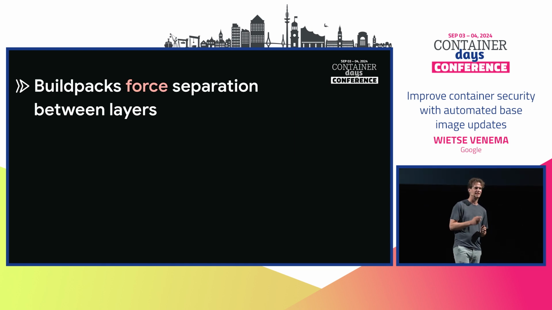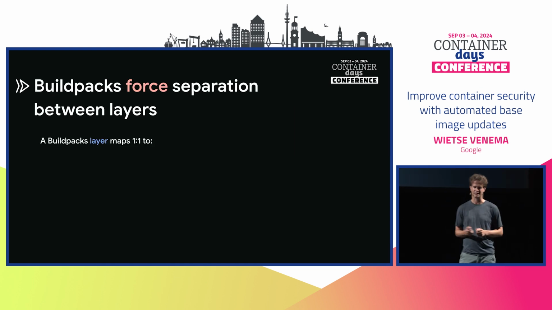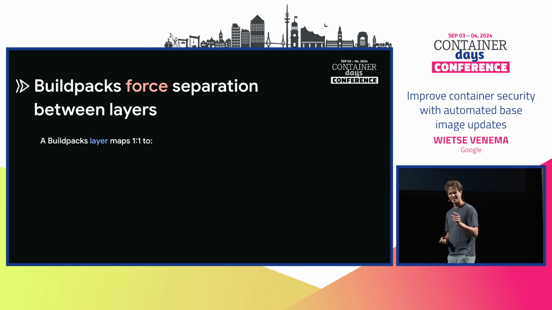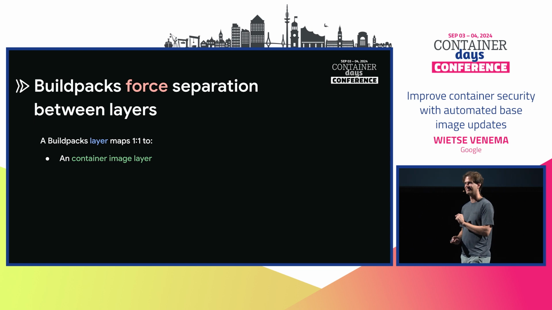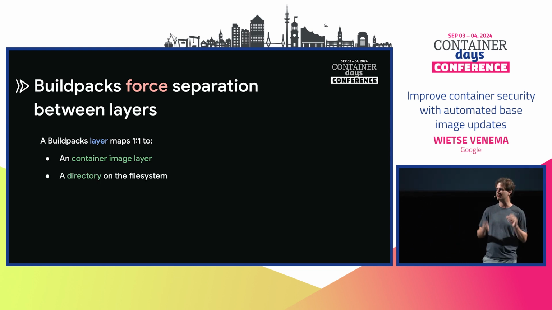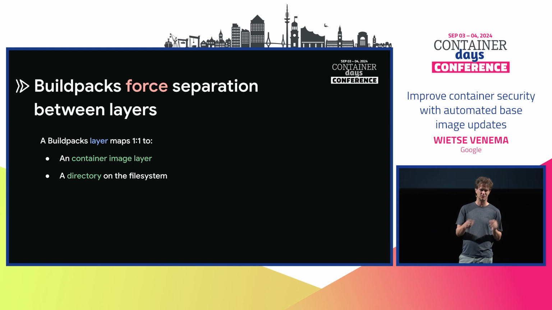Buildpacks, however, force separation between layers. Because a buildpacks layer, same name, they might have been better off picking a different name, but hey, a buildpacks layer maps one-to-one to a container image layer. No surprise there. And a directory on the file system. So all you can write to, if you're building your app, is the workspace directory. If you're adding a runtime, all you can write to is /layers and the name of your runtime directory.